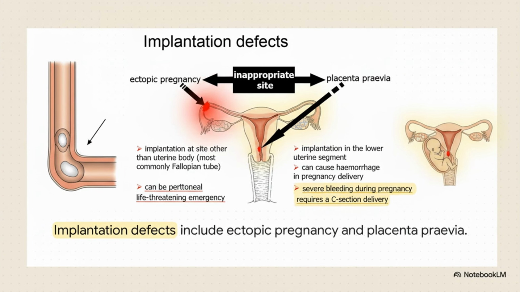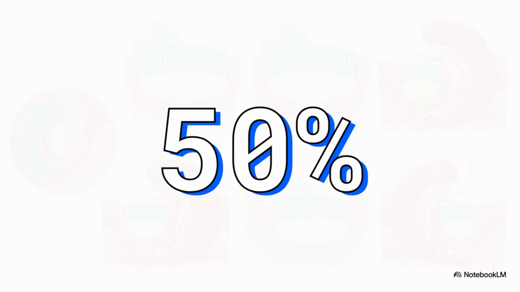Now, implantation doesn't always happen in the perfect spot. If the blastocyst implants somewhere outside the main body of the uterus, and the most common place for this is in the fallopian tube, it's called an ectopic pregnancy. This is a true medical emergency and is life-threatening. On the other hand, if implantation happens way too low in the uterus, so low that it covers the opening of the cervix, that condition is called placenta previa. This can lead to very dangerous bleeding later in pregnancy and almost always means the baby has to be delivered by C-section.